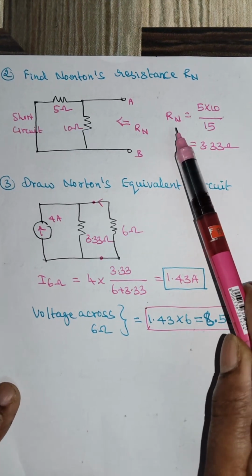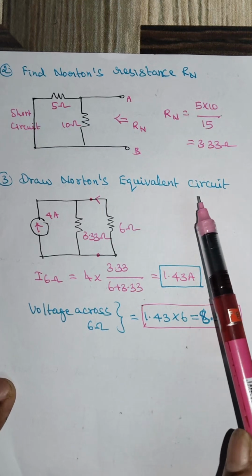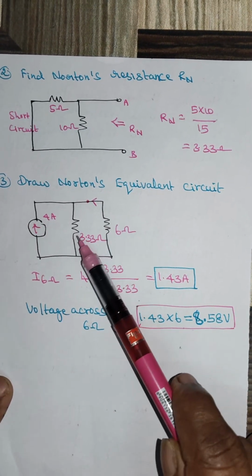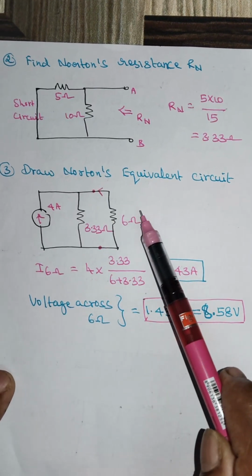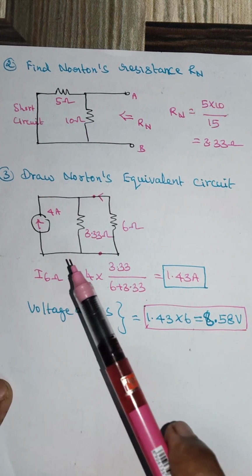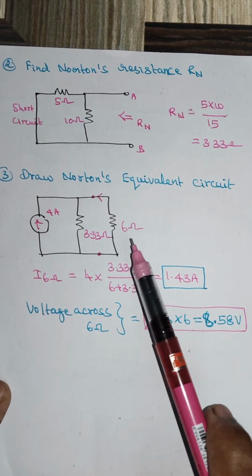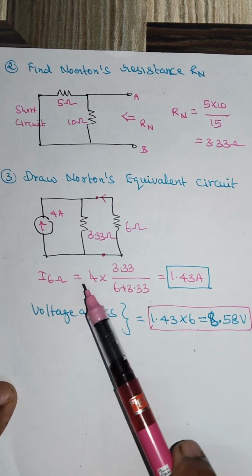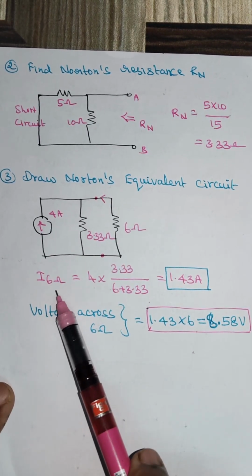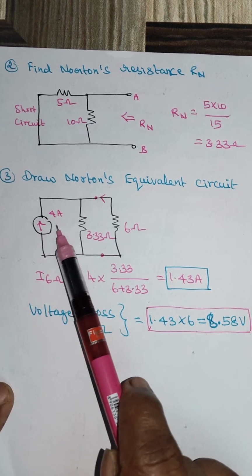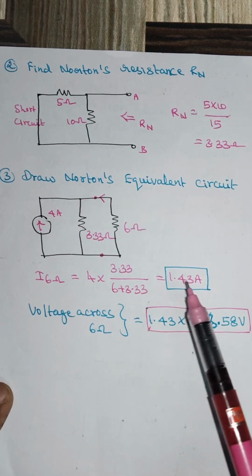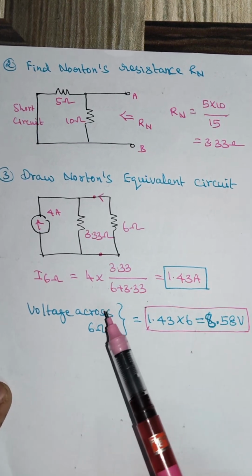So after calculating ISC and Rn, we can draw Norton's equivalent circuit like this. Norton's current in parallel with Norton's resistance can be connected to the load resistance. So the final equivalent circuit is like this. Now we have to find the load current IL using the current division formula. So using the current division formula, the current through the 6 ohm resistance is equal to 4 into 3.33 by 6 plus 3.33, which is 1.43 ampere.